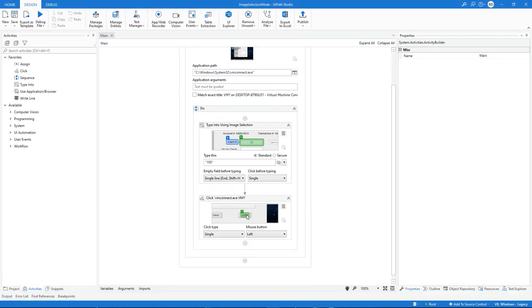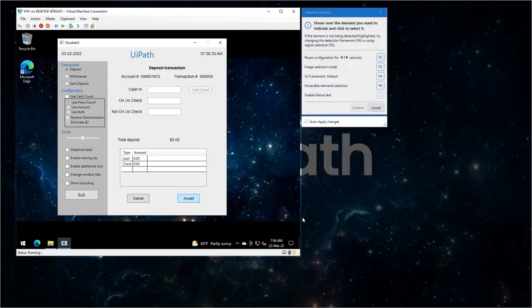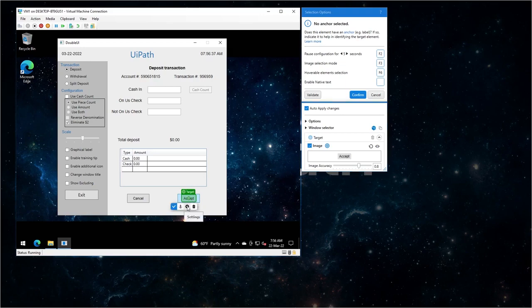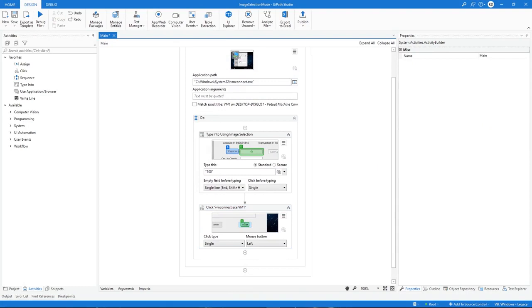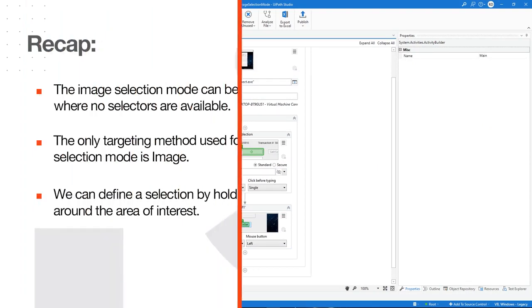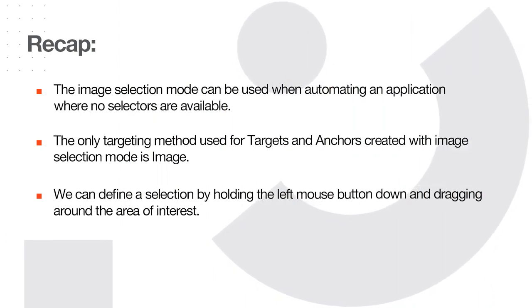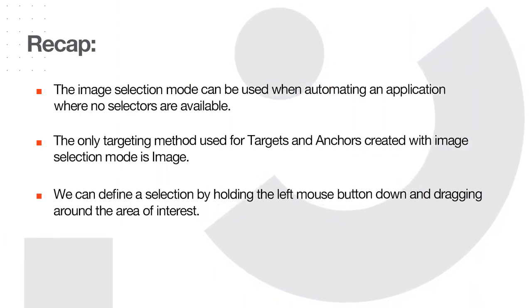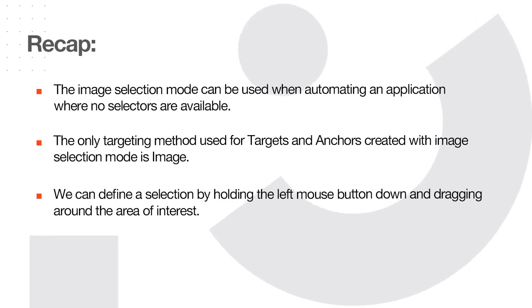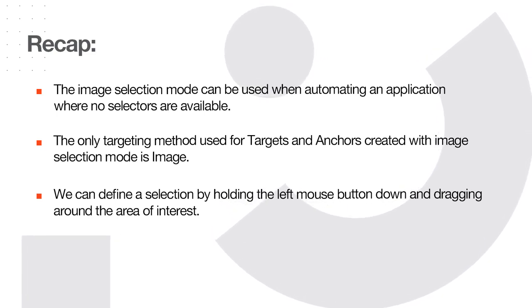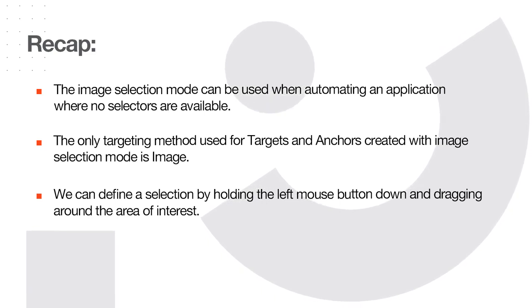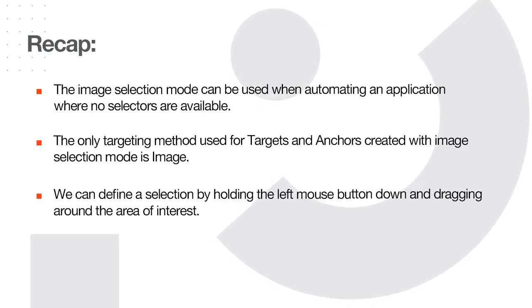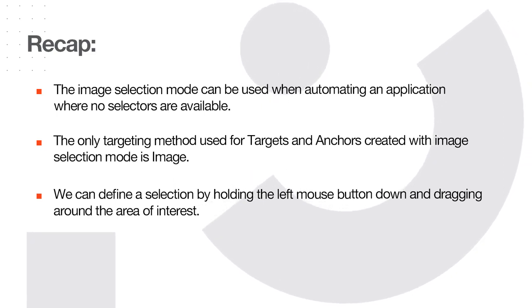We can also use image selection mode while editing target in a similar fashion. And this brings us to the end of our demo on image selection mode in the user interface UI automation. Let's quickly recap. The image selection mode can be used when automating an application where no selectors are available. The only targeting method used for targets and anchors created with image selection mode is image. We can define a selection by holding the left mouse button down and dragging around the area of interest.